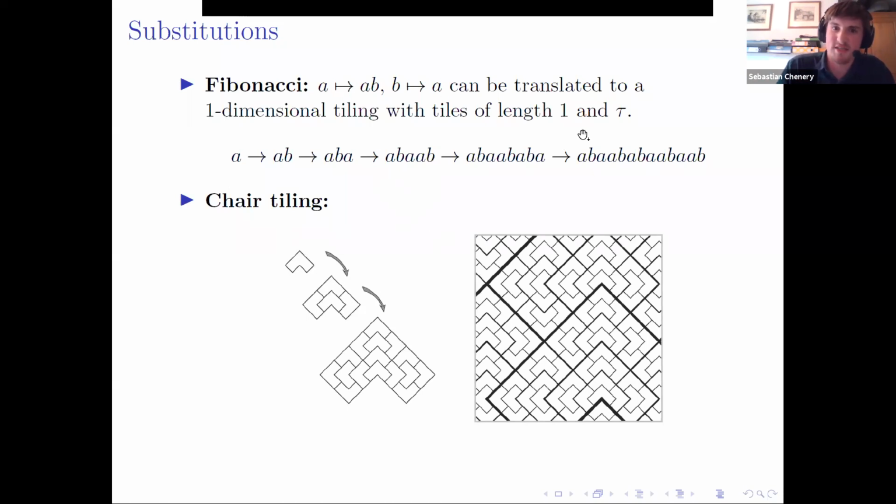So for the Fibonacci example, you have tiles of length golden ratio and 1, and you substitute A goes to AB, and you inflate by a scale factor of the golden ratio. And that works because tau squared is tau plus 1. And here in the chair tiling, it's a scale factor of 2.